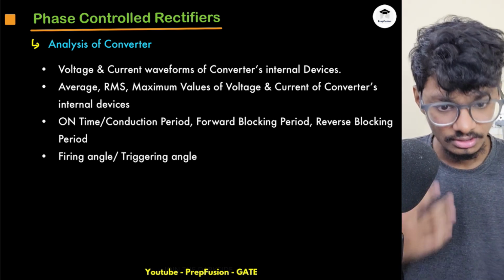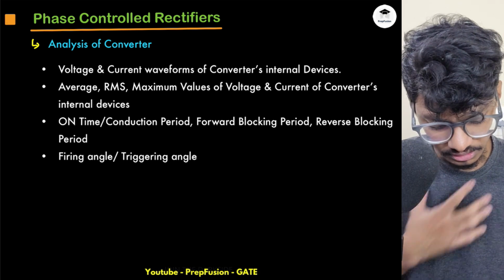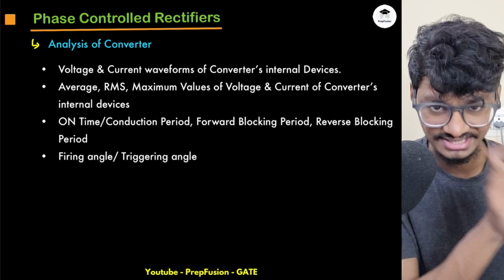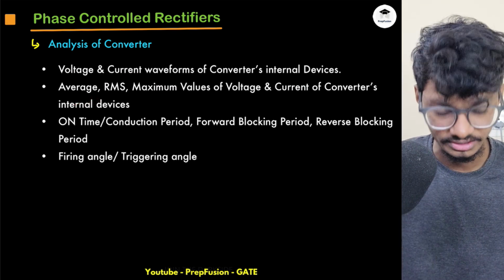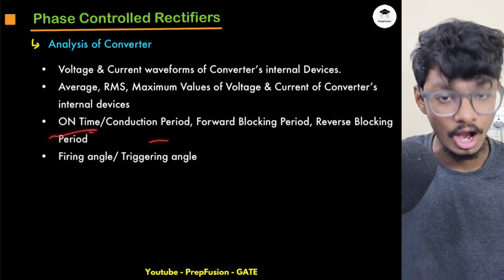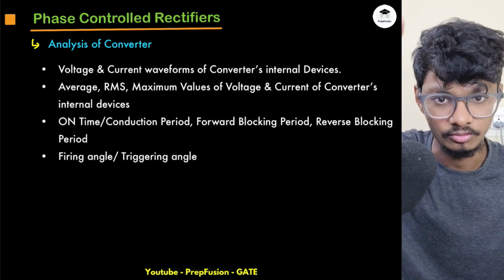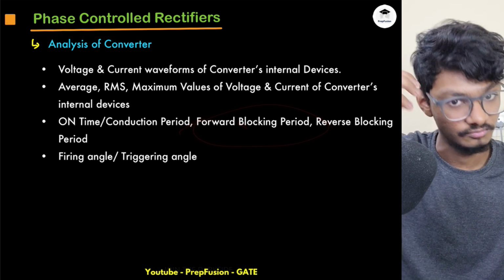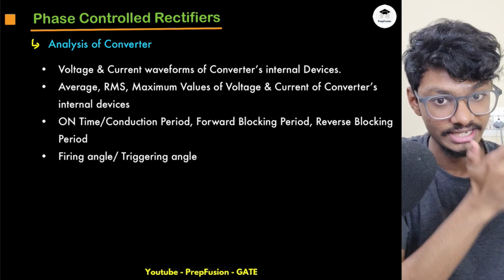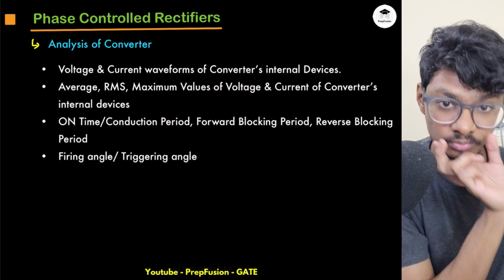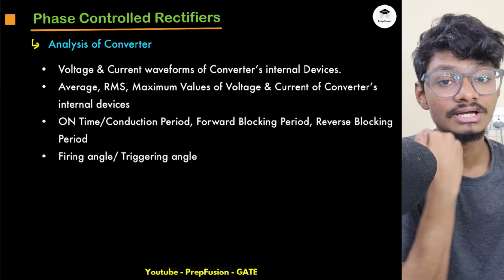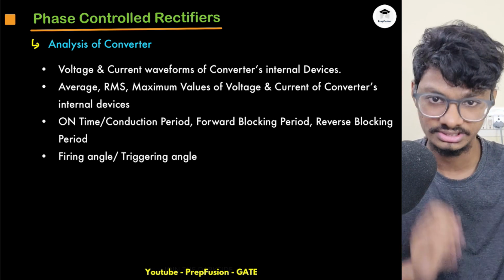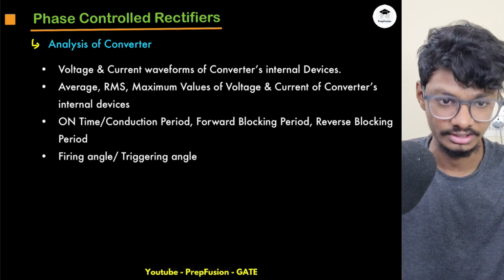Yeah, analysis of the converter portion, right? So in the converter, what can they ask? They can ask the voltage and current waveforms of the converter's internal devices, that is the SCRs. Then they can ask the average and RMS of voltage and current in converter devices. Then on time, for how much period of time they are conducting, also known as the conduction angle. Then forward blocking period, because we know SCR can block forward voltage as well as reverse voltage. For how much period it is blocking the forward voltage, for how much period it is in reverse blocking, and the firing angle or triggering angle. What should be the firing or triggering angle? All these things they can ask. So we'll solve this in the questions and understand it there.